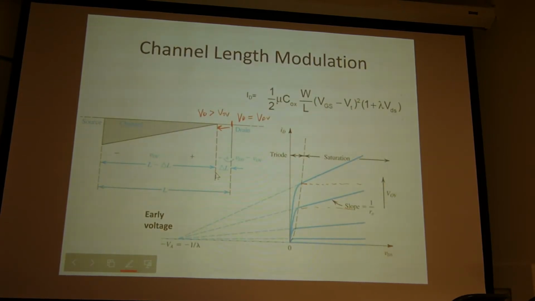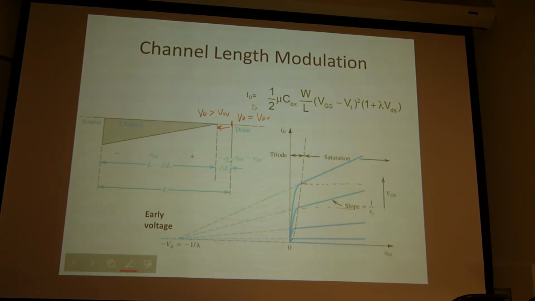Then we briefly talk about the second order effect. This is channel length modulation, which explains that the drain current actually does not saturate even in the saturation region. Basically, the pinch-off point will move to the left if you further increase the VDS. So effectively the channel length L is reduced when you further increase the VDS, and that translates to a larger current.